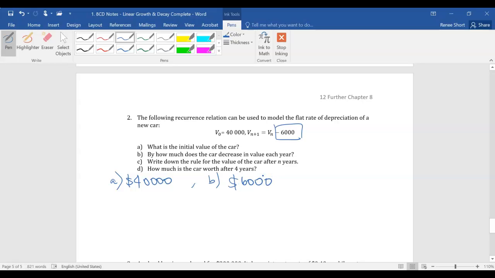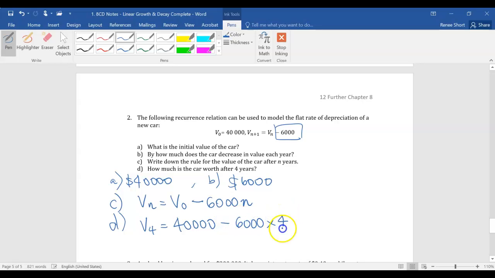Now it says write down the rule for the car after n years. So remember, now we want our rule to start with Vn. It's going to be V0, because we've got this initial amount, minus 6,000 times n, because we're losing $6,000 each year, so each n. And finally, it wants us to know how much the car is worth after 4 years. So V4 equals $40,000 minus 6,000 times 4.